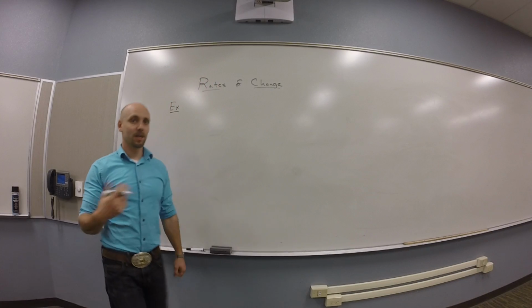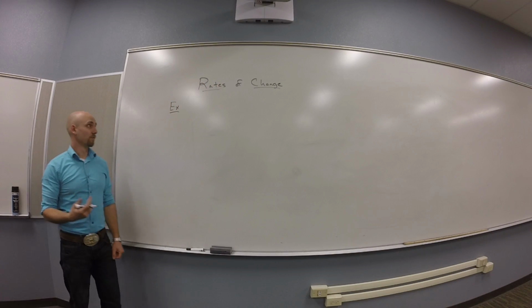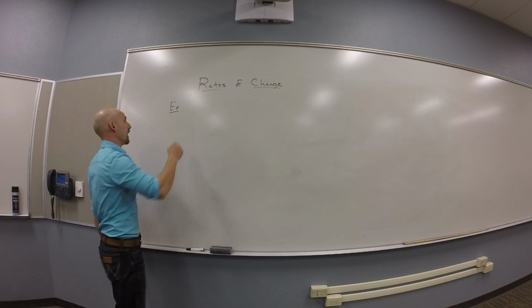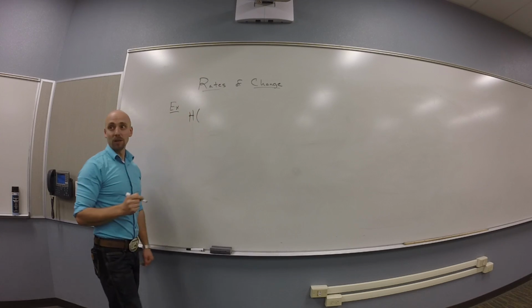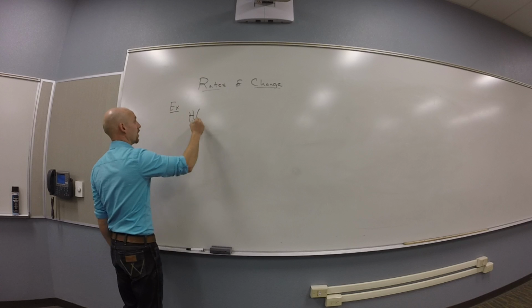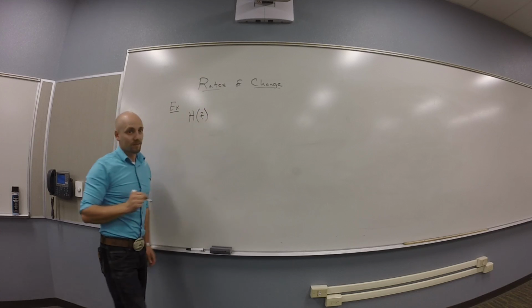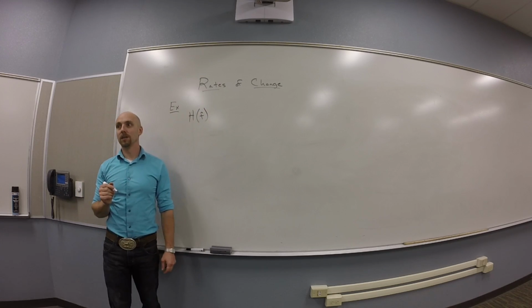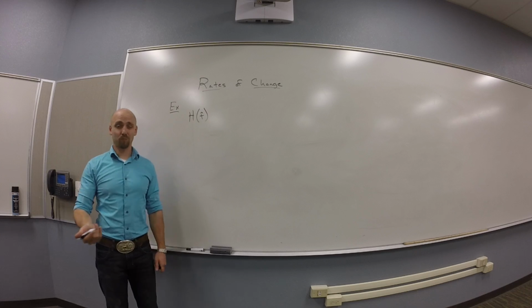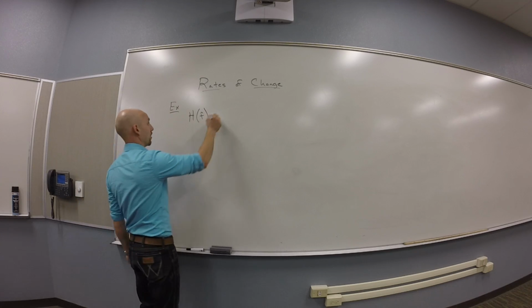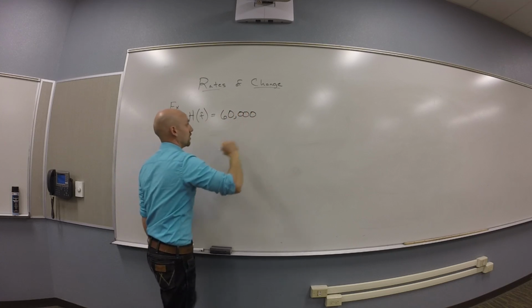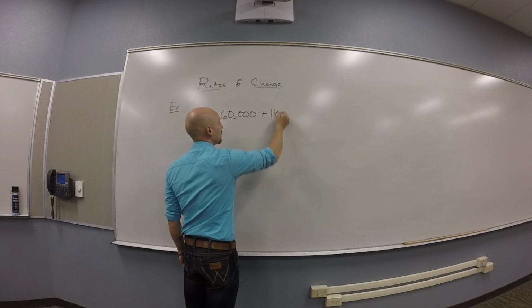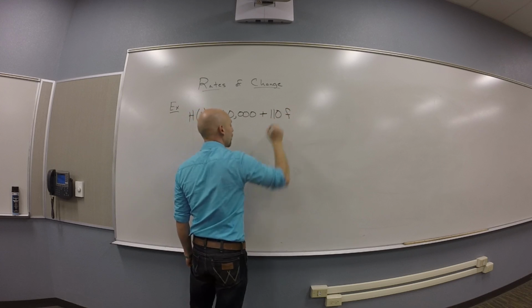All right, I want to give you an example. So, for example, say we had house price as a function of square footage. And this is actually relatively accurate for Tuolumne County. It's give or take $60,000 plus 110H, or F.